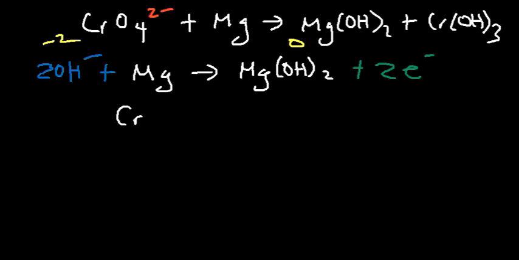So we have CrO4 2- and Cr(OH)3. Now this one is going to be more complicated than usual, because we already have hydrogen present. So feel free to pause the video and try to balance it. This one is going to be harder than the other ones.